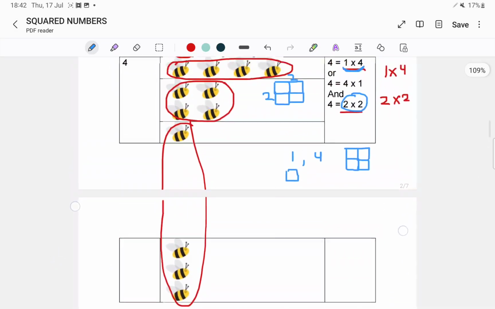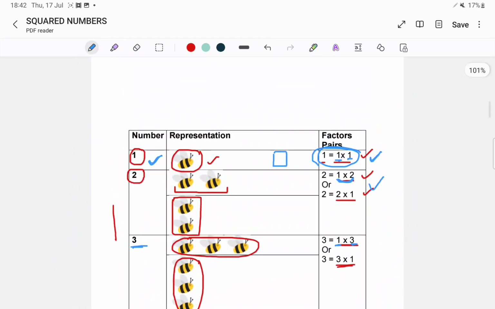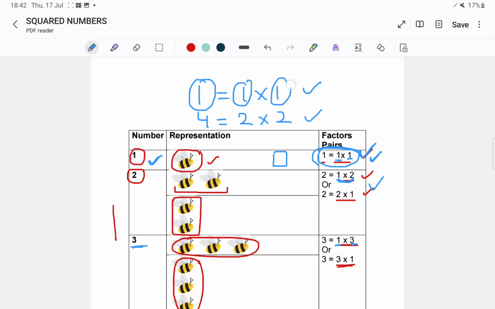Because when I am representing these numbers 1 and 4, their factor pair is represented for 1 as 1 times 1 and 4 as 2 by 2. So what is the quality of these factor pairs? That the given numbers can be represented by multiplying the same numbers, 1 by 1. Then 4 can be represented as 2 by 2, and so on. If you are able to represent a number as a multiplication of two same numbers, we call them squared numbers.